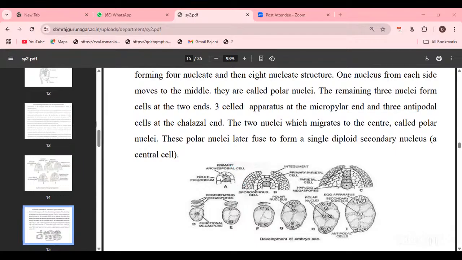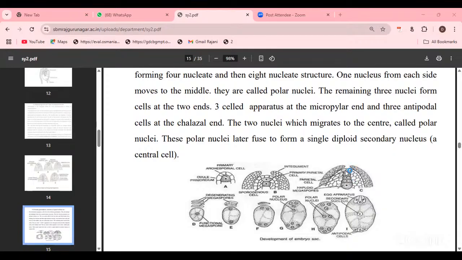Here, this is the primary archisporial cell in the ovule primordium. After it divides, these are the integuments. Next, the primary parietal cells on the outer side and the sporogenous tissue on the inner side. After mitotic divisions, they form four haploid megaspores.